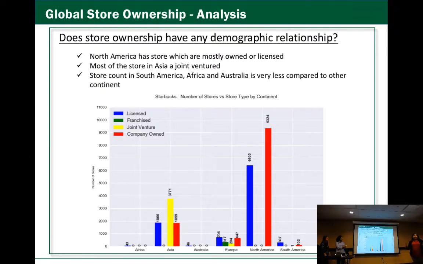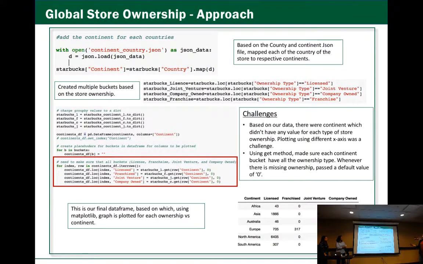We would love to have other factors come in, like GDP and all that, but we didn't have that much data. So maybe in the next phase we will cover that. Again, in this code, the main challenge was having different x-axes, because not all the flavors of ownership were in every continent. So we used get map and assigned a 0 value to the ownership wherever it was missing, and then we got an equal x-axis.